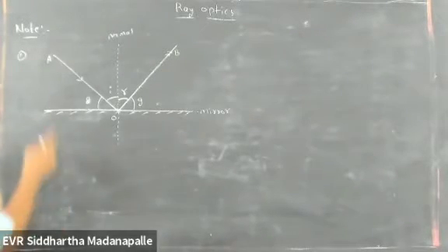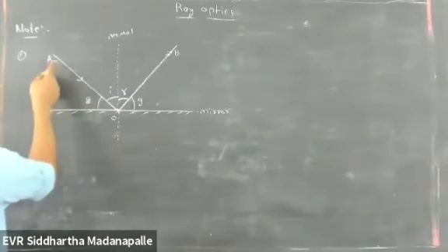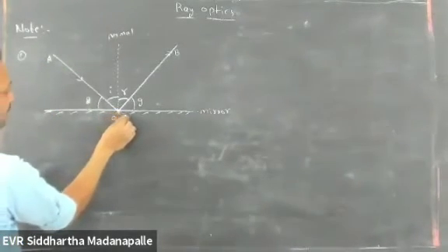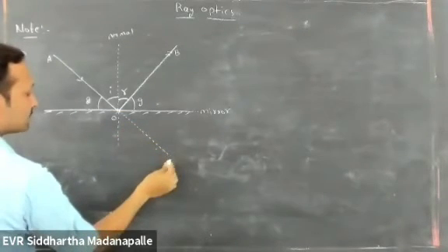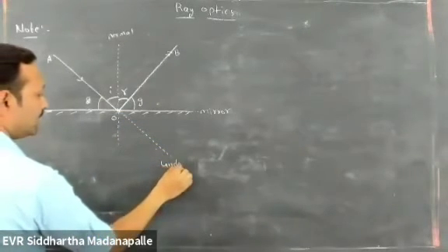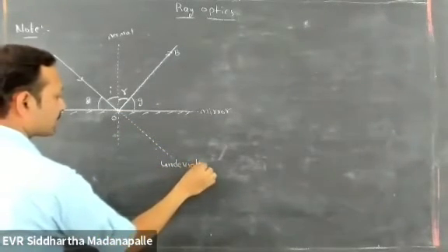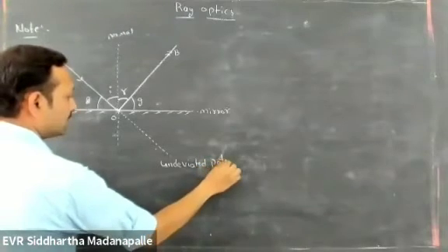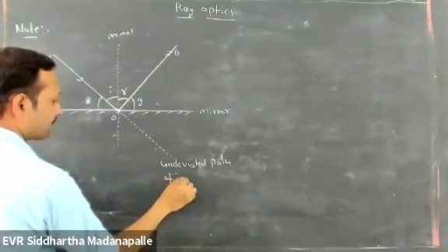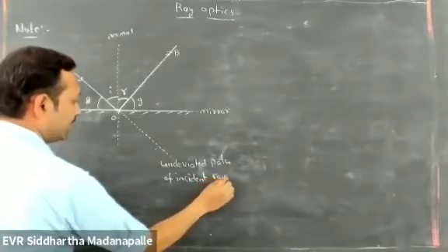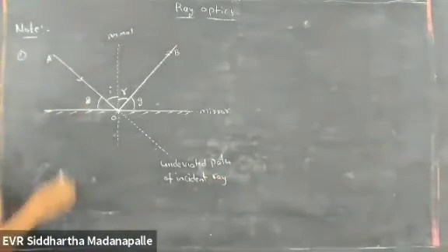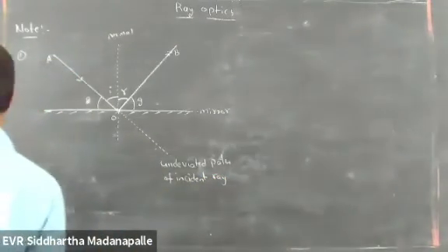So here, in the absence of the mirror, the incident ray will travel in this direction. So what is this? This is nothing but the undeviated path of the incident ray. It means in the absence of the mirror, the light ray will travel in this direction.